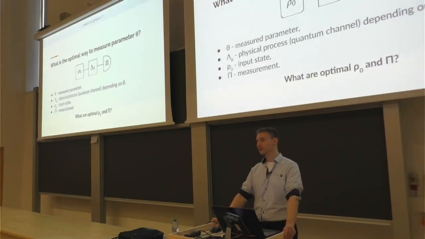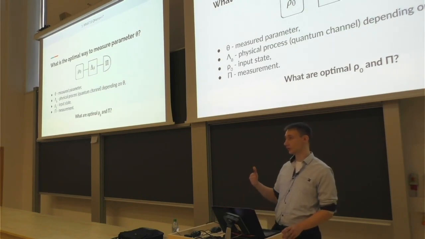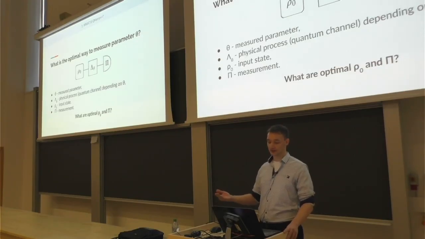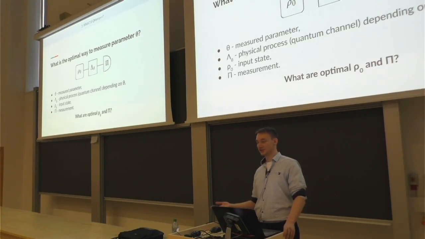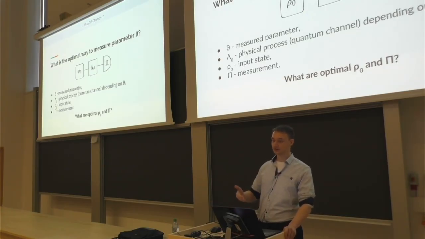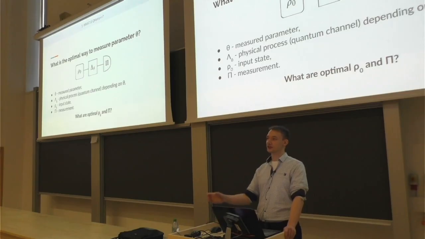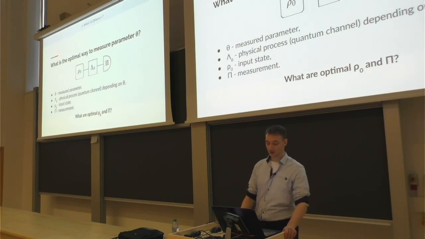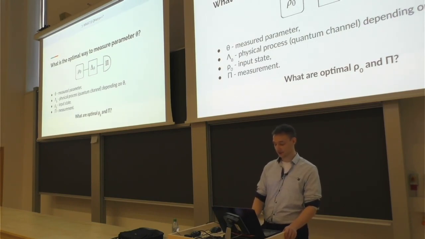Okay, so in quantum metrology, we are usually interested in a scenario where we have some physical process parameterized by some real parameter theta. We call this process parameterized channel or probe channel. And we are interested in measuring this parameter theta as precisely as possible. More formally, we are interested in finding an optimal input state we can plug into this channel, and then optimal measurement, which will give us the optimal precision of measurement.